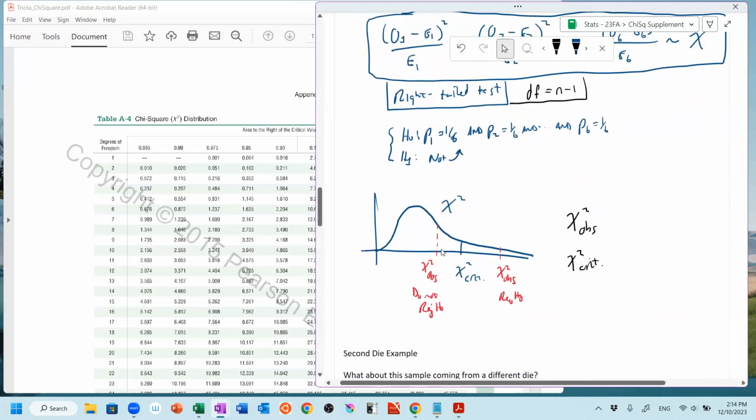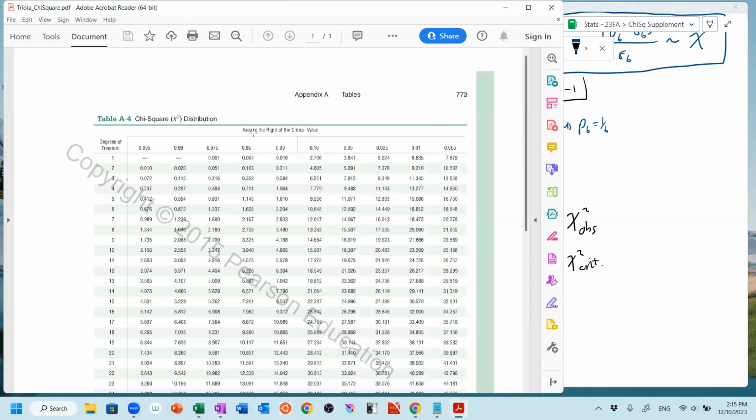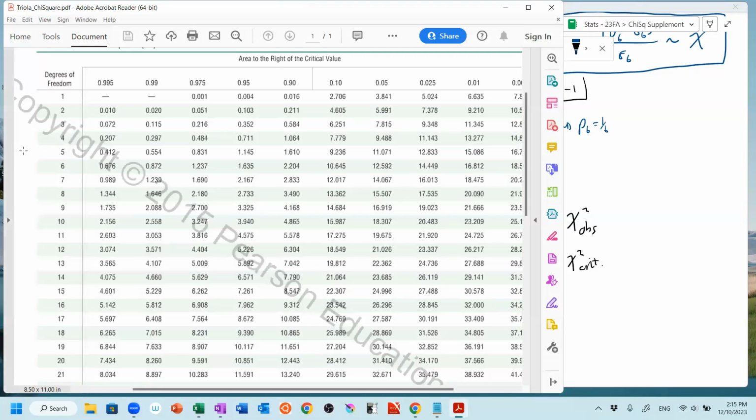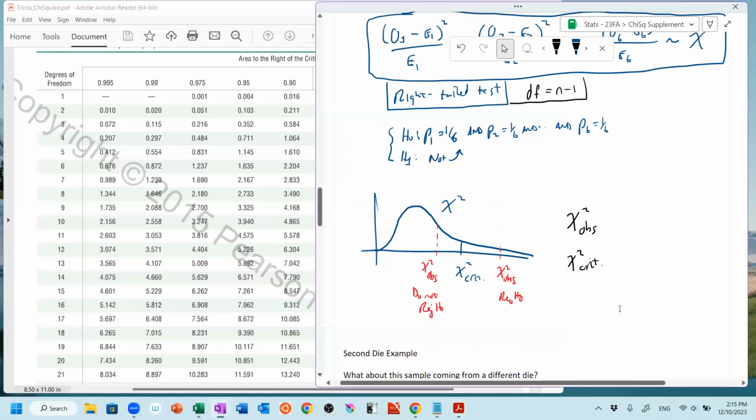So what am I looking at? I'm looking for a chi-squared number for chi-squared critical with 5 degrees of freedom and with an area to the right of 5%. So I'm looking for a chi-squared number, 5 degrees of freedom, area to the right of 5%. That's 11.071.